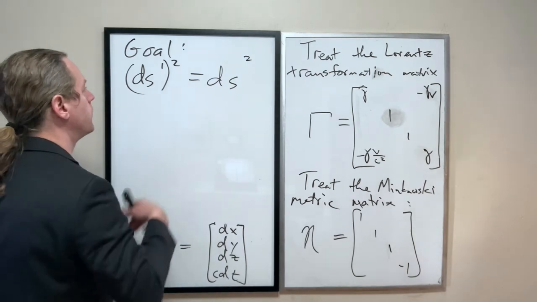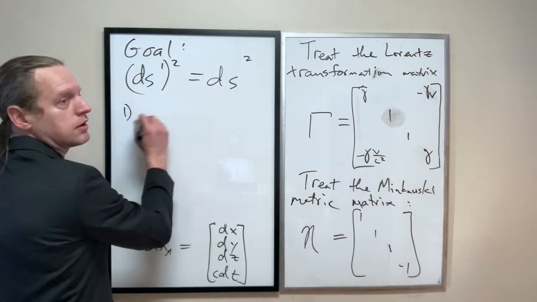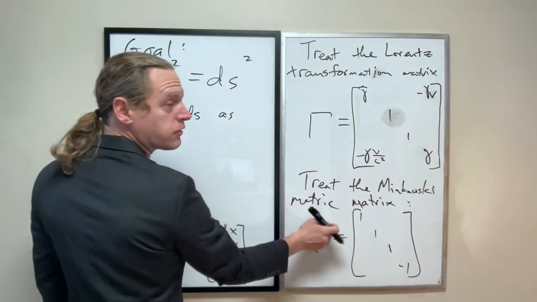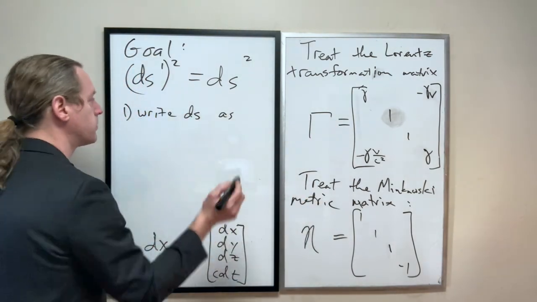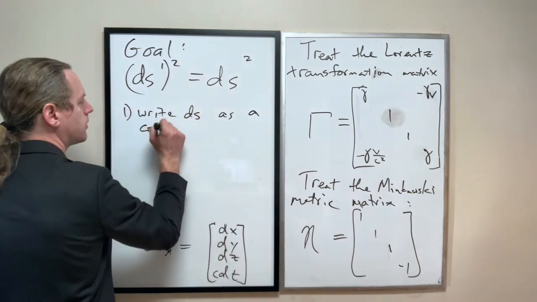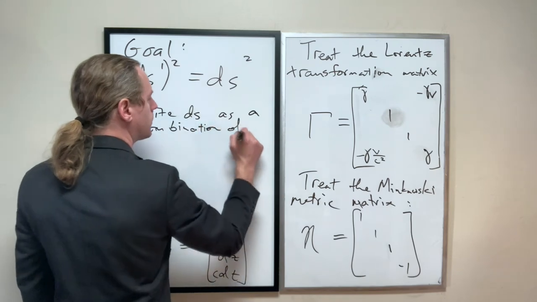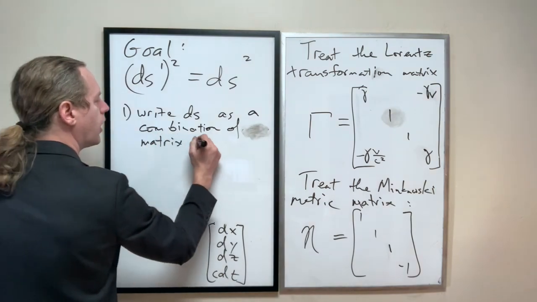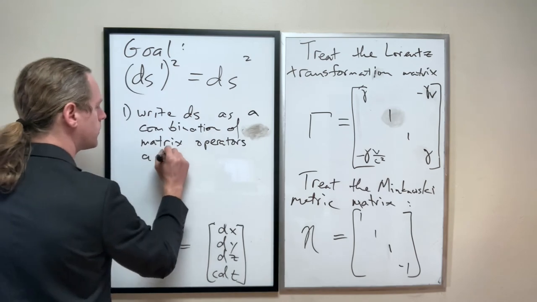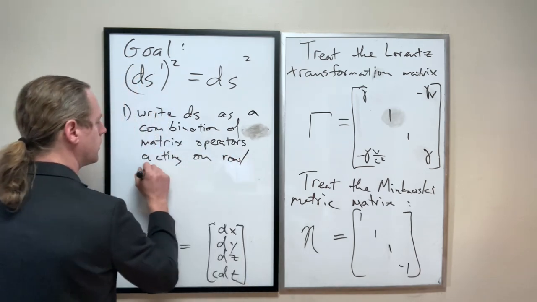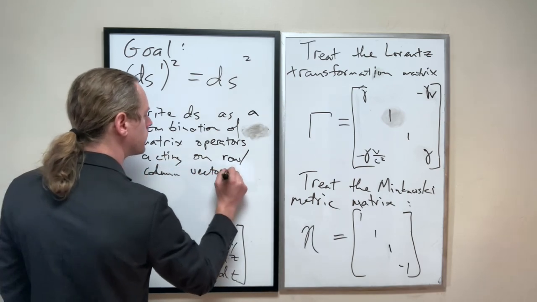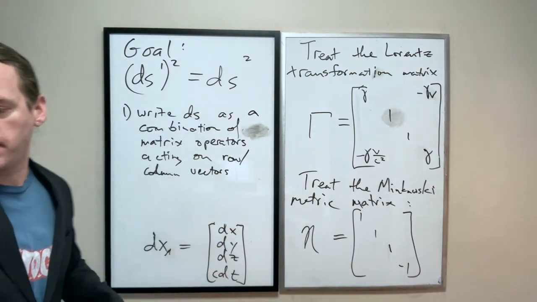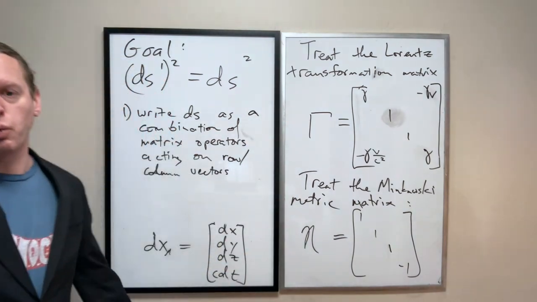And the way that we're going to do this here is we are going to define ds as a combination of matrix operators acting on row and column vectors. And you'll see exactly what I mean by that once we actually do the process of it. So after we've done it, come back here to see exactly what we've done, or why we're doing it.